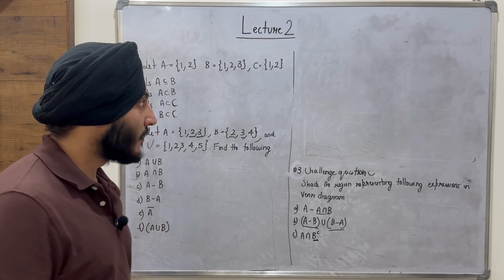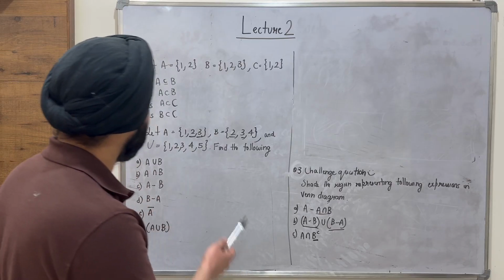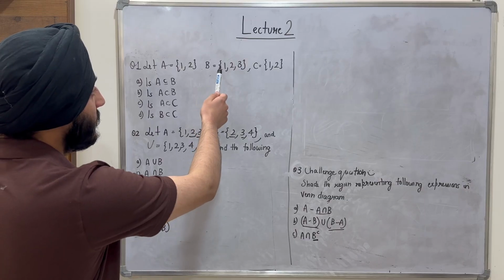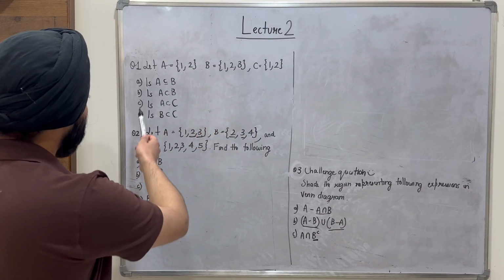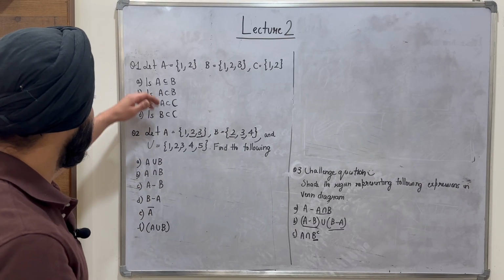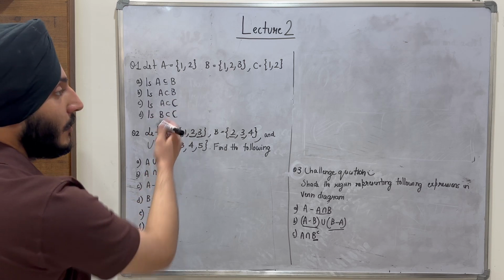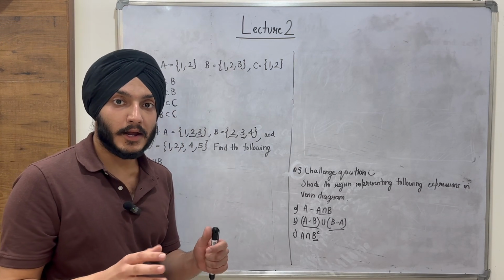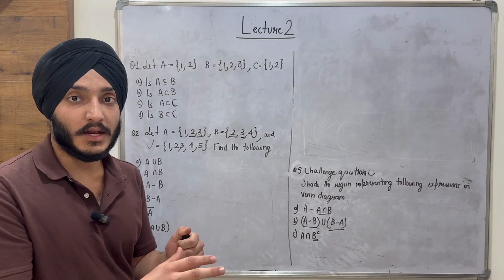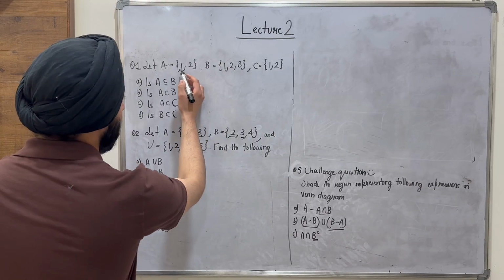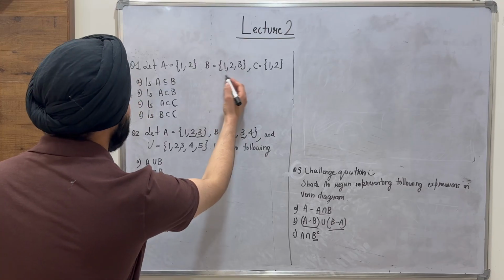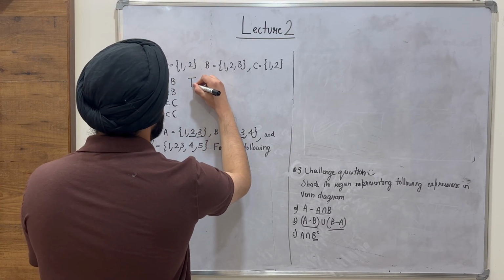Hey guys, I hope you have solved all these 3 questions. So let's start with question number 1. Given A, which has elements 1 and 2, and given B and C, we're supposed to solve for true or false. Let's start with question A. Is A a subset of B or not? Let's try to understand the definition once again. A is a subset of B if all the elements of A are in B. If I take a look at it, all the elements of A are in B as well. 1 and 2 are in B as well. So this is going to be true in this case.